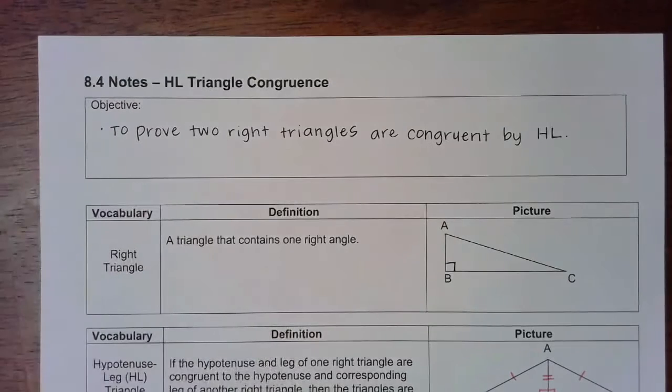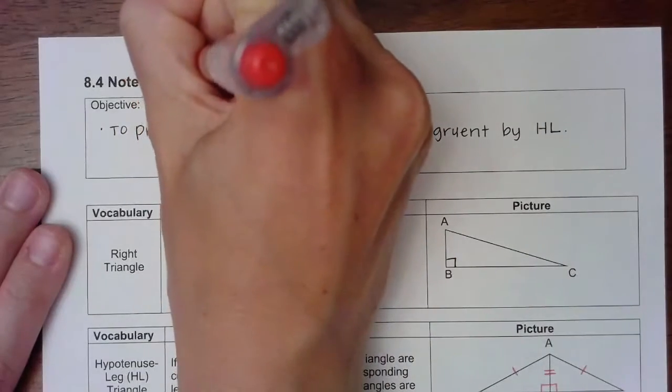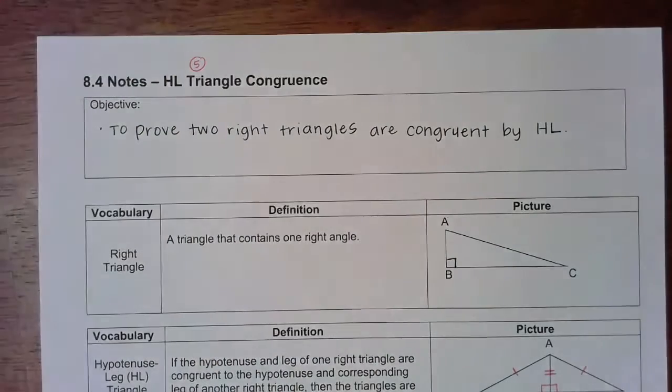All right, hi everybody. The notes for today are 8.4. We're going to be talking about the fifth type of reason that you can say that two triangles are congruent to each other, and this one's called HL.